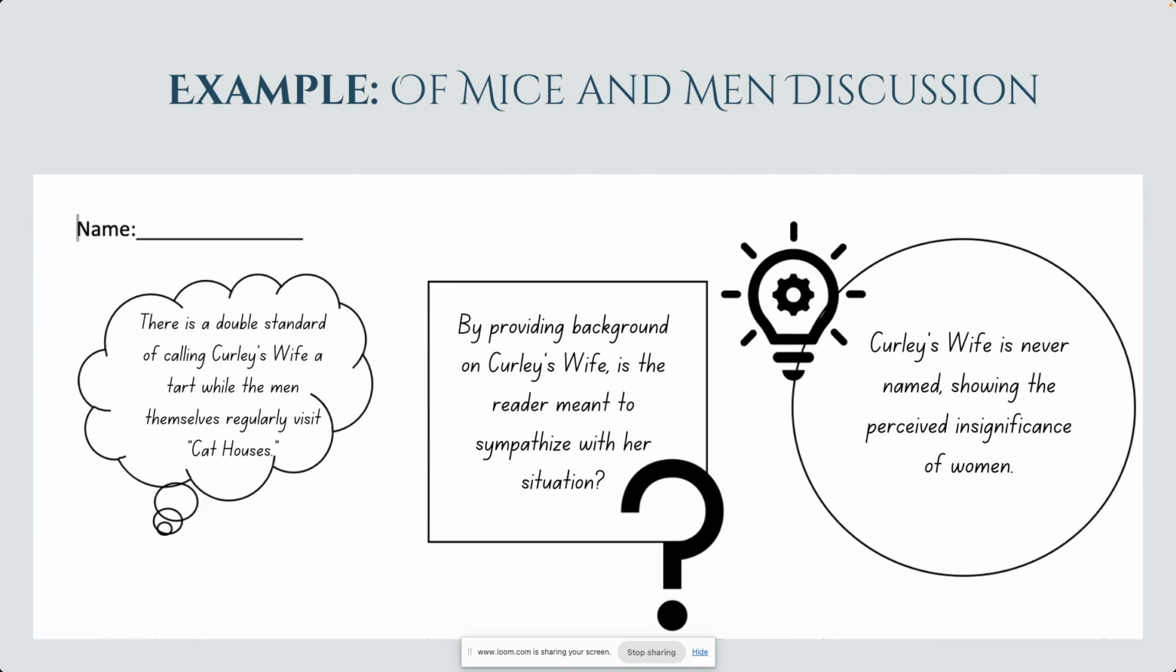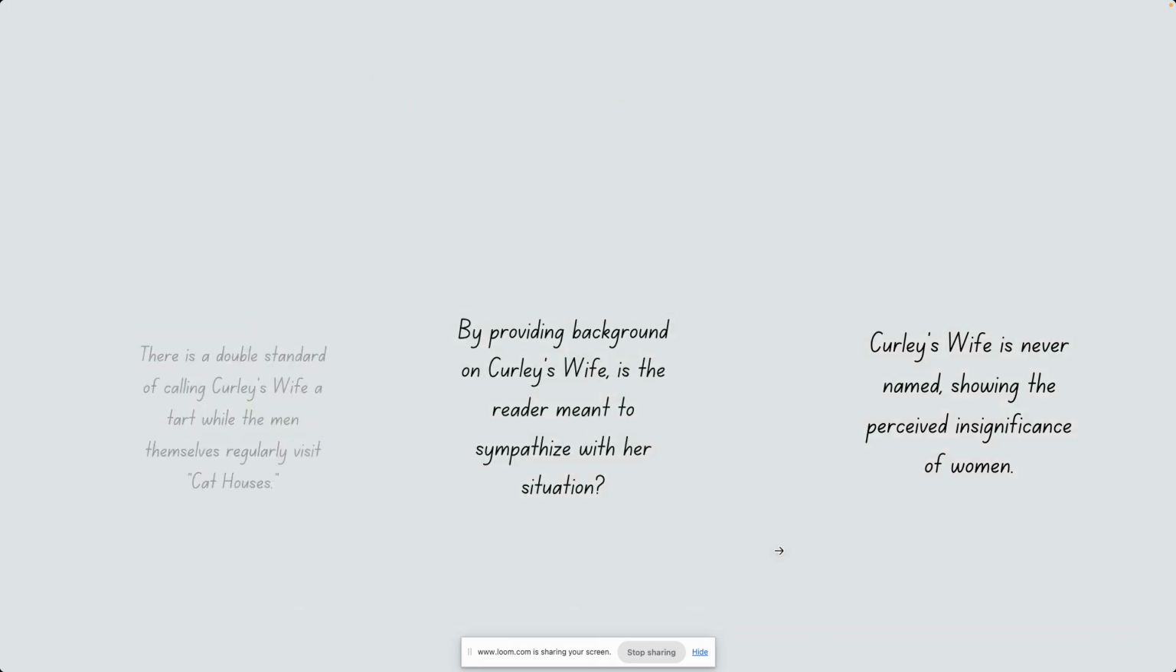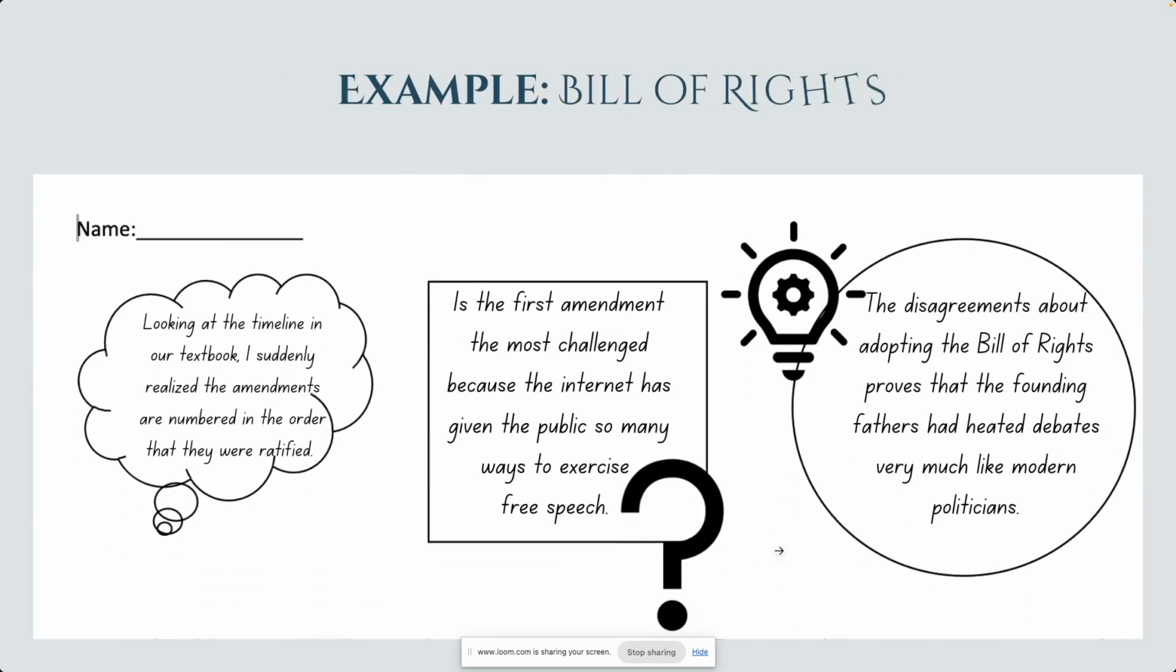This happens to be an example from the novel Of Mice and Men. Here's another example. This may be from a government or a history classroom. The student is studying the Bill of Rights. Once again, from the left, it starts with thought. In the middle, there's the question. And on the right hand side is the epiphany.